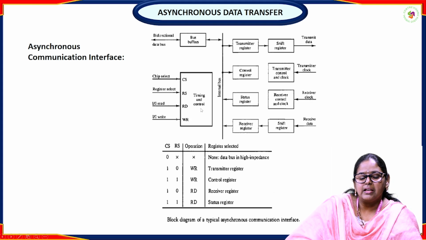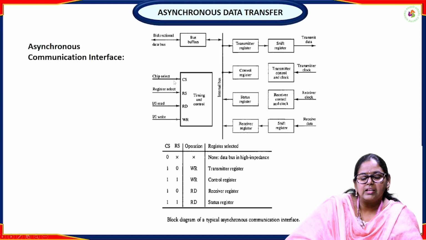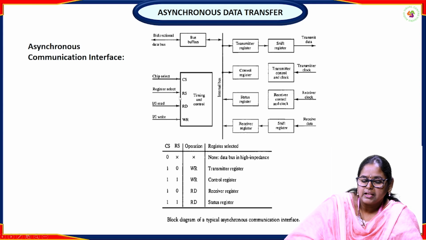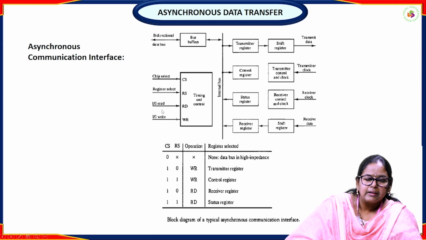And here we have the timing and control circuit. The different inputs for the timing and control are: CS, which represents chip select. When it is enabled, this particular asynchronous interface will be in the working condition. Register select, RS: which register it is going to select for transmitting the data depends upon the value of RS, and what kind of operation it is going to perform. Whether it is performing a read operation, it will enable the read line, and if it is performing a write operation, it will enable the I/O write line.